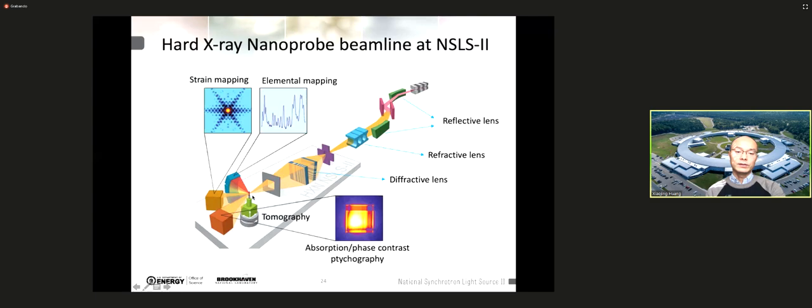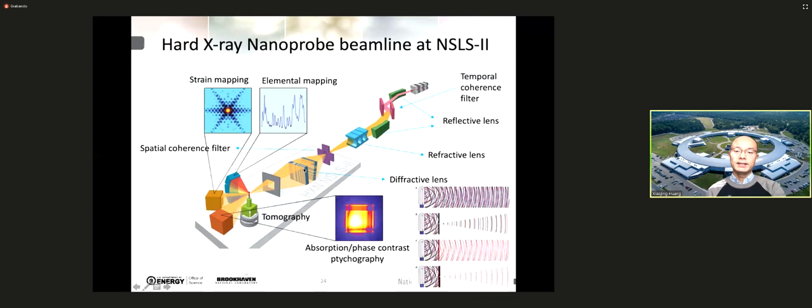And in order to create such a small focus, we have to use a coherent beam. In this beamline, we use a monochromator to pick a specific X-ray energy or a specific wavelength. And so this monochromator functions like a temporal coherence filter, which only allows a single color to pass through. And then we have a secondary source aperture, which is a small pinhole, which selects the spatially coherent light, and it functions like a spatial coherence filter. So we have both filters in the beamline, which can select a coherent beam for the final illumination.